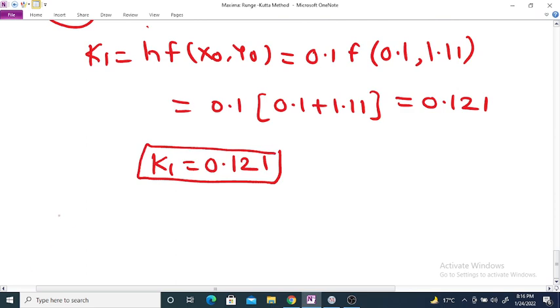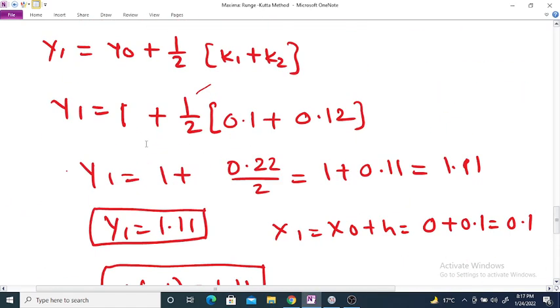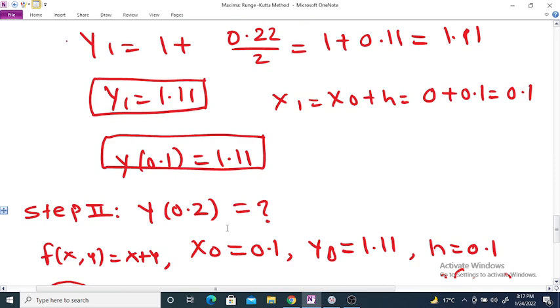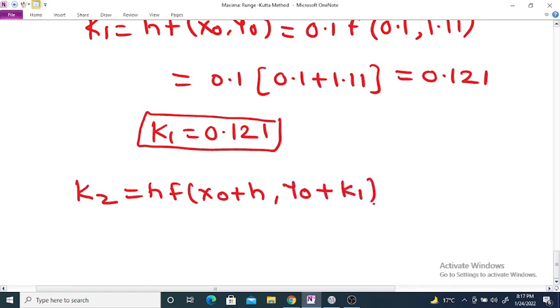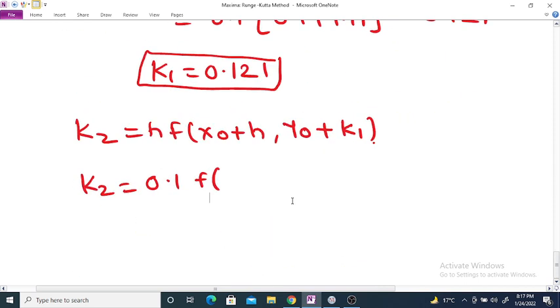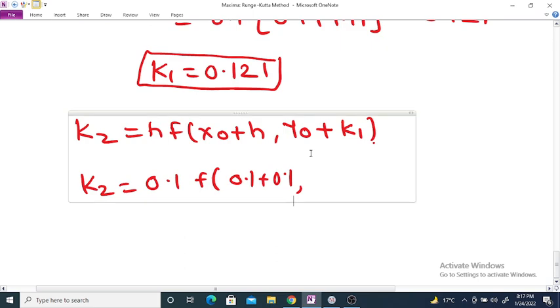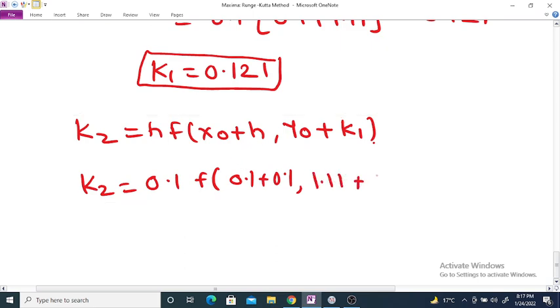Next, k2 is equal to h f of x0 plus h, y0 plus k1. For this iteration we assume x0 is 0.1, h is 0.1, y0 is 1.11, and k1 is 0.121. Therefore k2 is equal to 0.1 f of 0.2, 1.231.